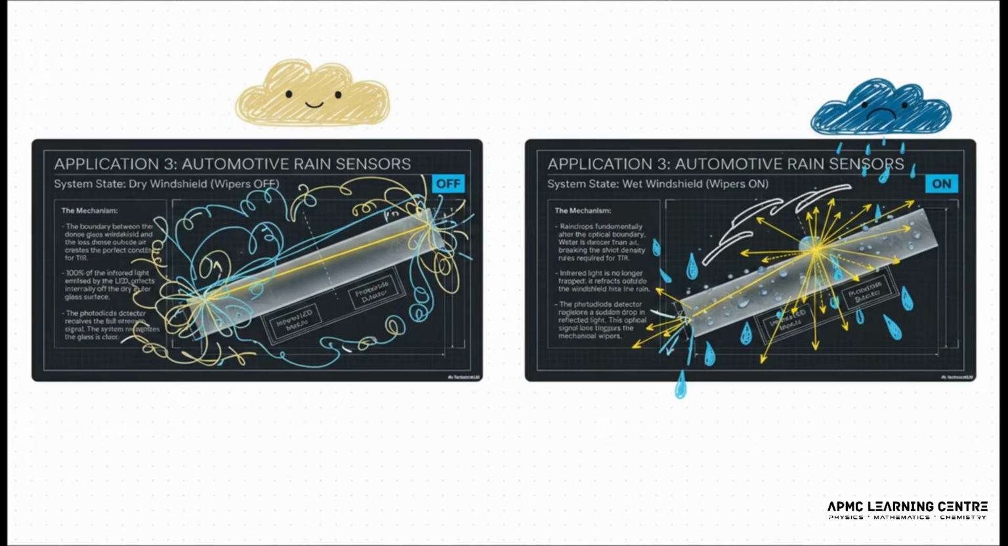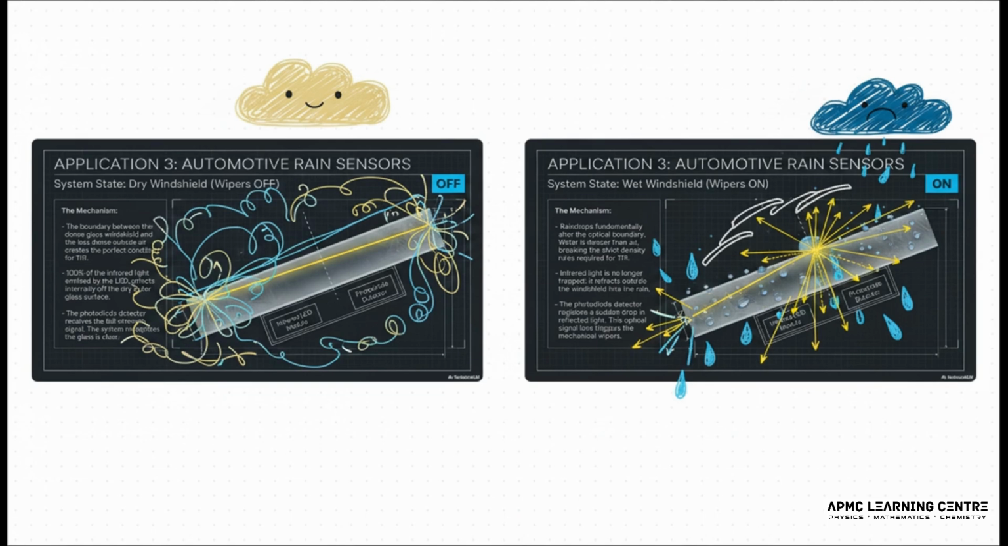And finally, let's go back to that car we started with, that clever rain sensor. Here's how it works. There's a little device on your windshield that shoots a beam of infrared light at the glass from the inside. When the glass is dry, the light hits the outer surface. And, you guessed it, total internal reflection happens. The beam bounces back to a detector.